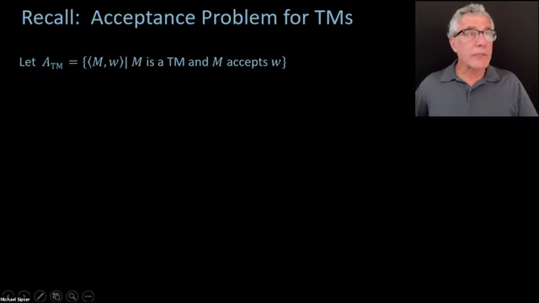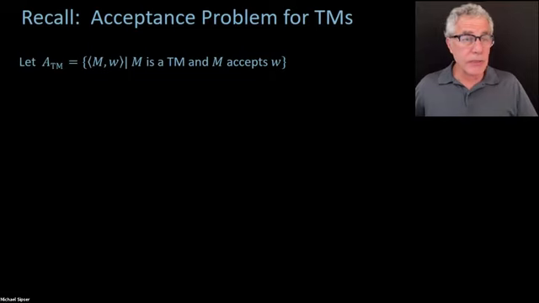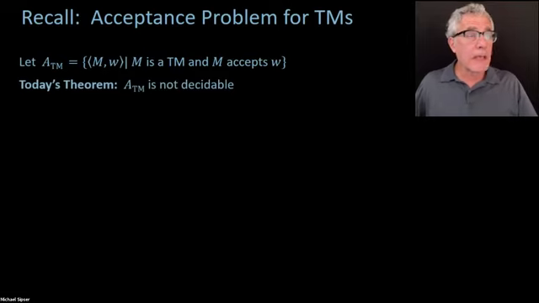All right, acceptance problem for Turing machines. As I mentioned, we showed that ATM, which is the language of Turing machines and inputs where the machine accepts the input, we showed that was recognizable. We claimed it was not decidable. Today we're going to prove it's not decidable.